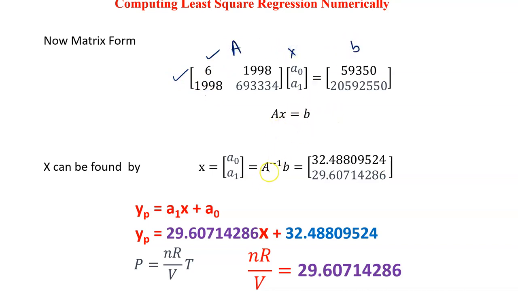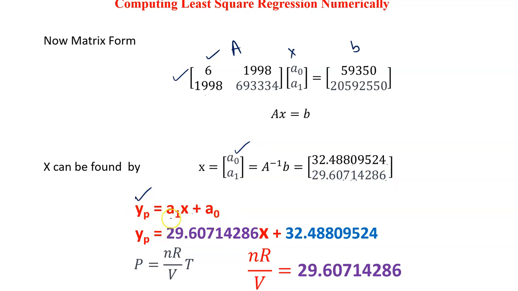Now if we do A inverse B, you can easily calculate it by hand calculation, or we can use a calculator, and we will get that. So if we do A inverse B, A0 will be 32.48809.524, and A1 will be 29.607.14286. Okay, so now we know that yp is equal to A1x plus A0.